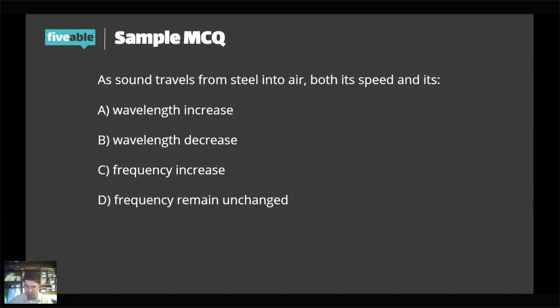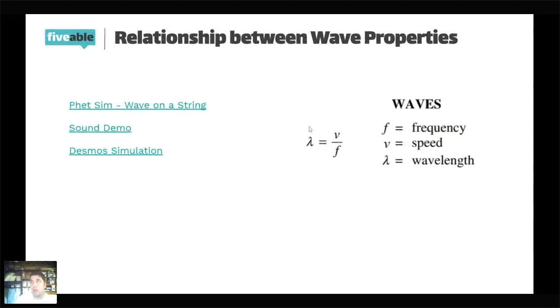And only one option on there has decrease as choice. Okay. And it is the wavelength gets smaller. Okay. Going back to our equation here, lambda equals V over F. If V gets smaller, the wavelength gets smaller, and the frequency doesn't actually change. And we saw that in the simulation.